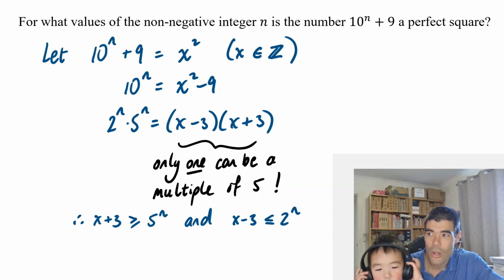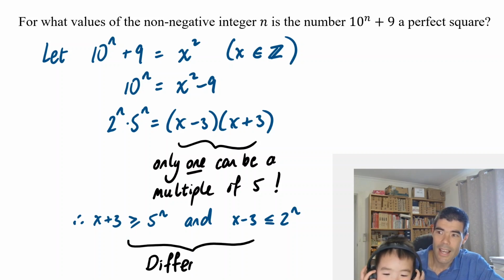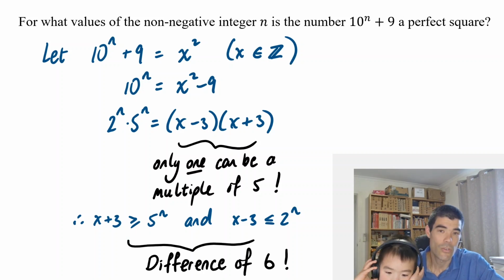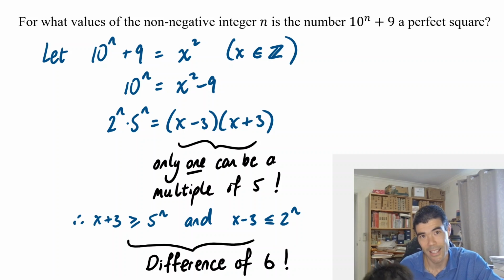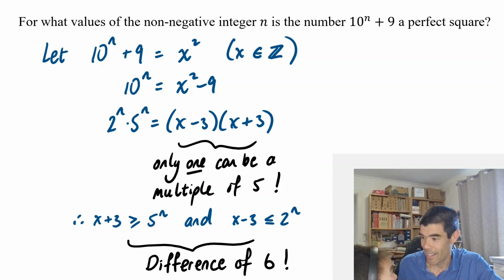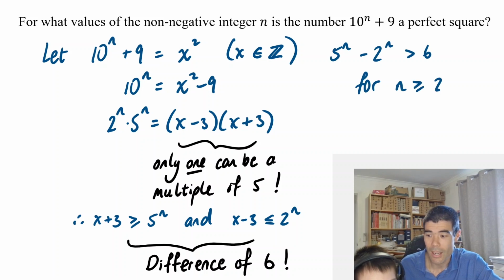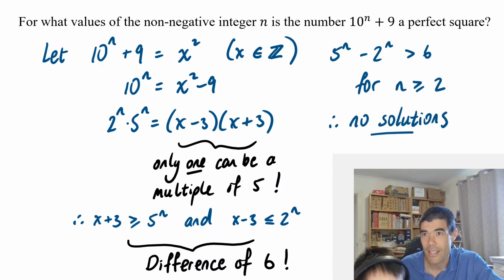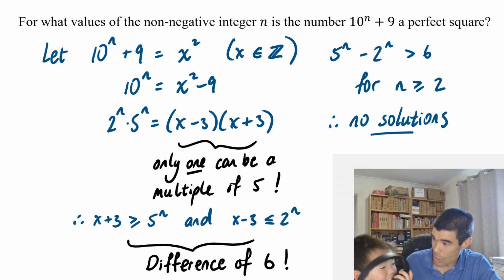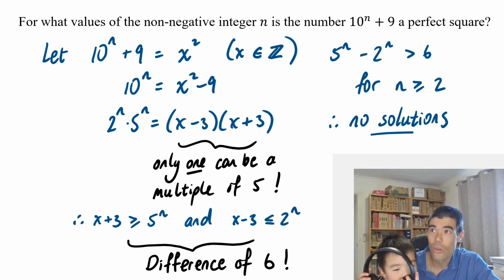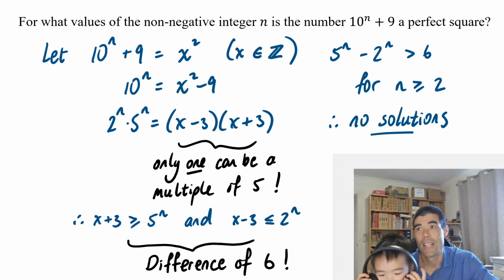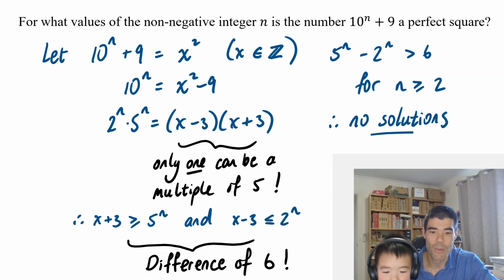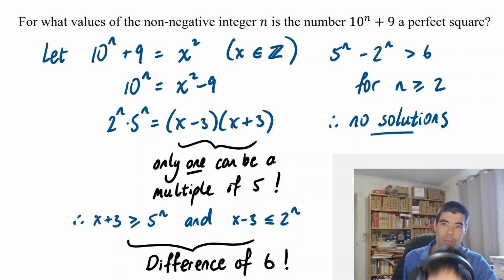All right, and here comes the contradiction. The difference of those, x plus 3 and x minus 3, must be exactly 6. But 5 to the n minus 2 to the n is always going to be greater than 6 for n equal to 2 or larger. So we have no solutions, odd or even. There are no non-negative integers n such that 10 to the n plus 9 is a perfect square. It's a nice problem about perfect squares.